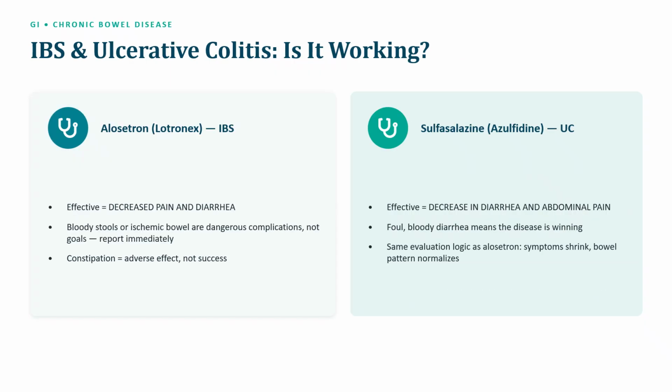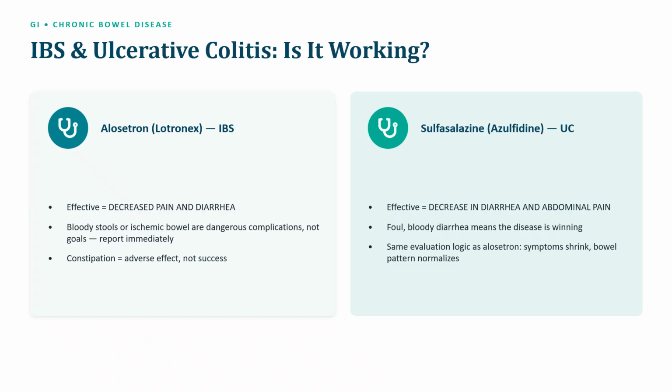So these two medications really are testing whether you can evaluate therapeutic effect. So alosetron, the brand name is Lotronex. It treats diarrhea-predominant irritable bowel syndrome, and it is effective when pain and diarrhea decrease. So how do you know this medication is working? The pain decreases, the diarrhea decreases.